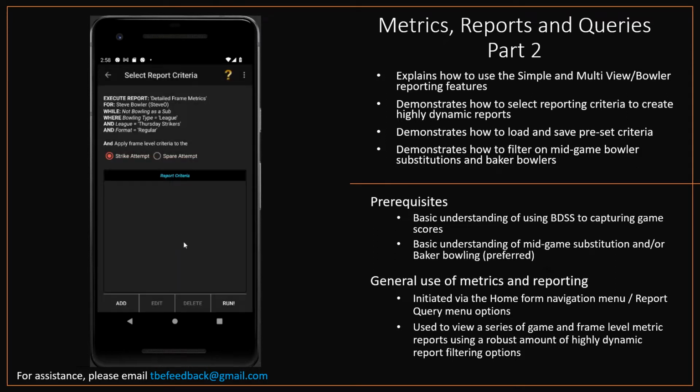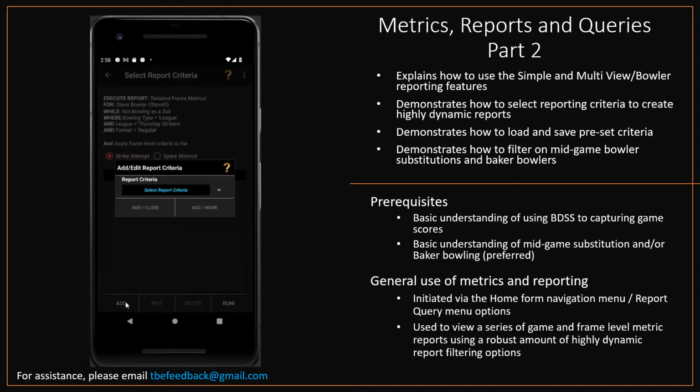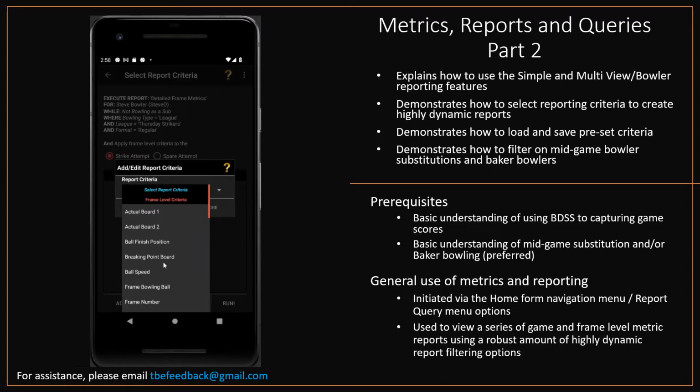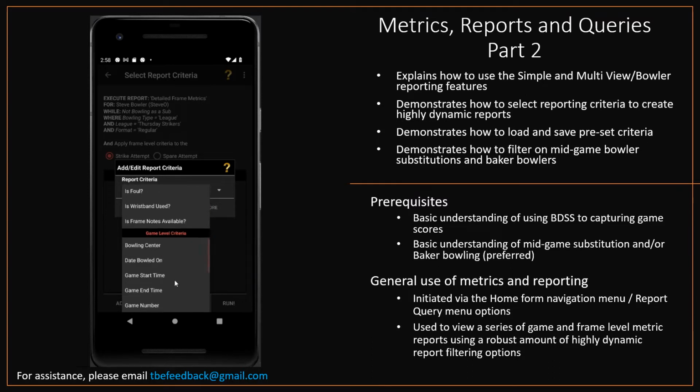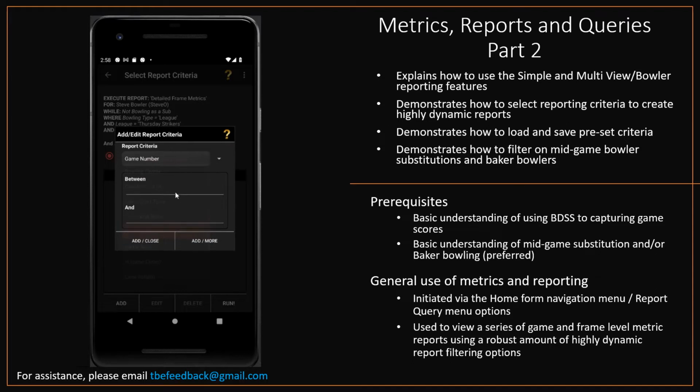And I'm going to add a couple of new rules. And in this one, I'm going to say game number is between 2 and 2. And that's a game level criteria. So there's game number 2. And game score is between 200 and 300.